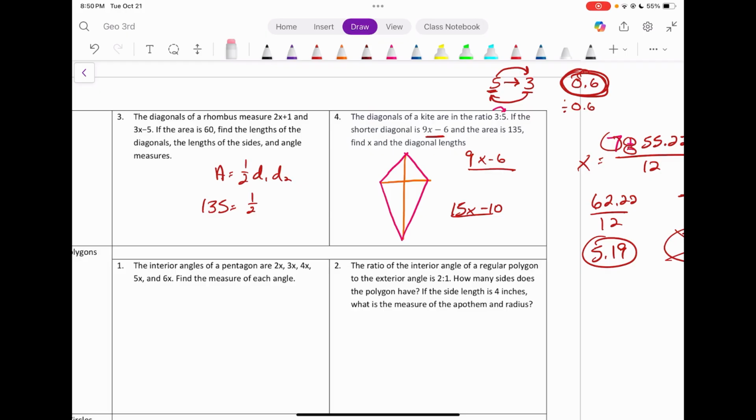So I'm going to set it up as the first diagonal is 9x minus 6. The second one is 15x minus 10. I would again move the 1/2 over by multiplying. Flip and multiply. That gives you 270 equals 9x minus 6 times 15x minus 10. Multiply, combine like terms, and then use my method just like we did on the last one.